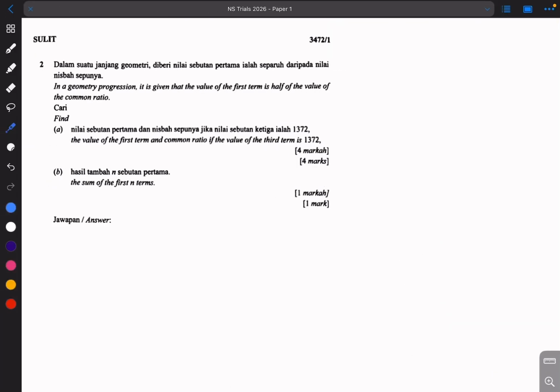Question 2. In a geometry progression, it's given that the value of the first term is half the value of the common ratio. Before that, we have geometry progression. So geometry progression got these two formula. Tn is AR n minus 1. Sn would be AR n minus 1 over R minus 1. Now we can proceed. So here they said the value of the first term is A, is half the value of the common ratio. So it's half R. So A equals to half R.